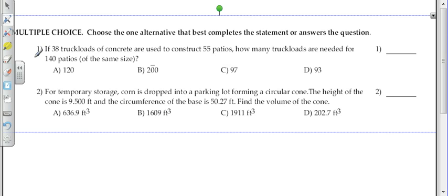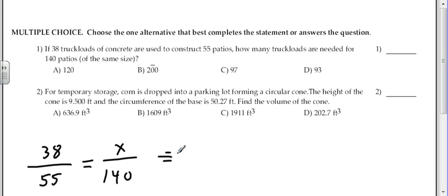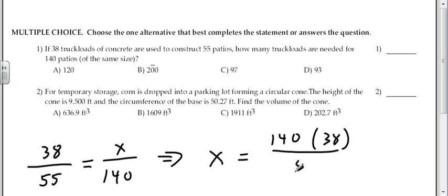So the first problem, I've got 38 truckloads did 55 patios. How many truckloads does it take to do 140 patios? Solve for x. So x is going to be cross multiply 140 times 38 divided by 55. And anybody got that answer yet? Yeah. What is it? C. All right.